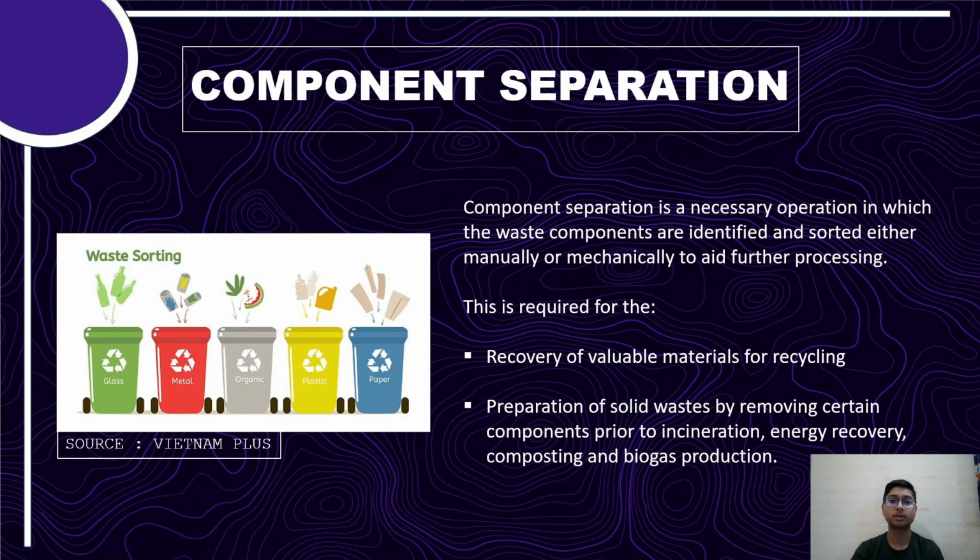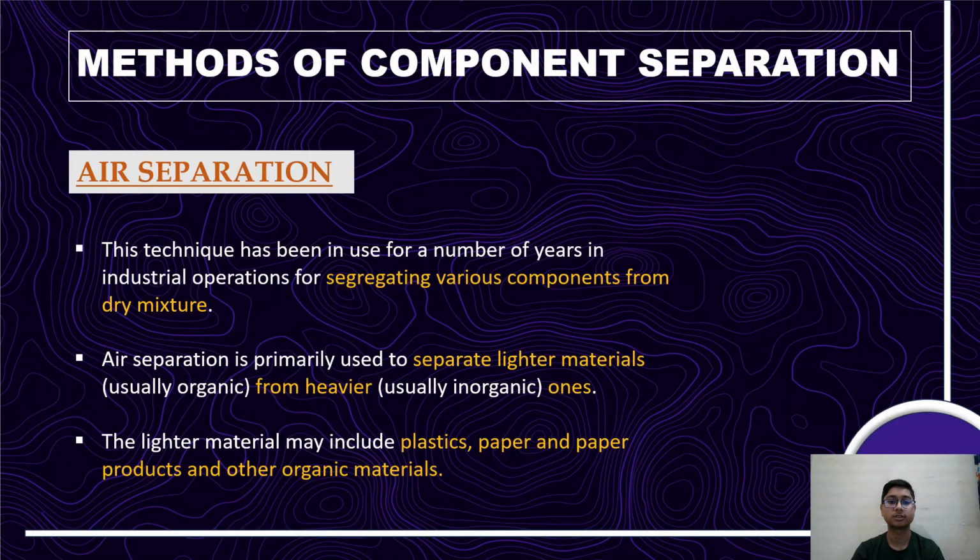Moving on to component separation, it is a necessary operation in which the waste components are identified and sorted either manually or mechanically to aid further processing. It is required for recovery of valuable materials for recycling, and preparation of solid waste by removing certain components prior to incineration, energy recovery, composting, and biogas production.